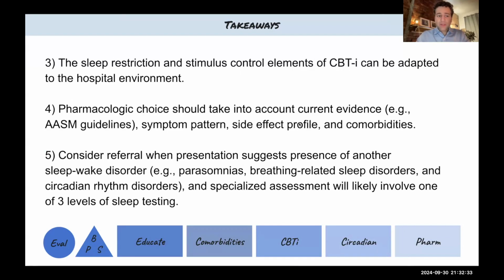In the hospital environment, the sleep restriction and stimulus control elements of CBT-I can best be adapted. Pharmacologic choice should take into account current evidence, such as the AASM guidelines, symptom patterns, side effect profile, and comorbidities. And lastly, consider referral when presentation suggests the presence of another sleep-wake disorder, such as parasomnias, breathing-related sleep disorders, circadian rhythm disorders. And specialized assessment will likely involve 3 levels of sleep testing.